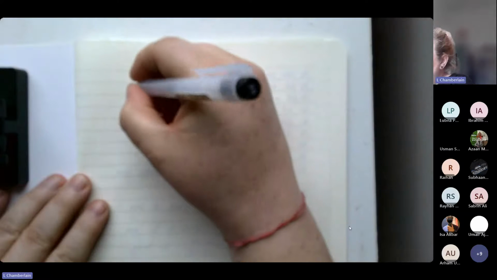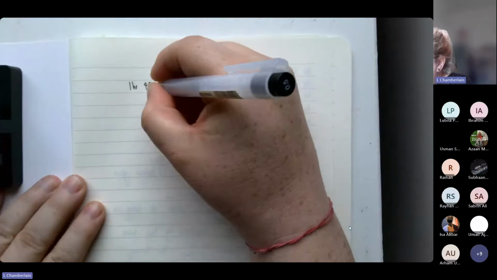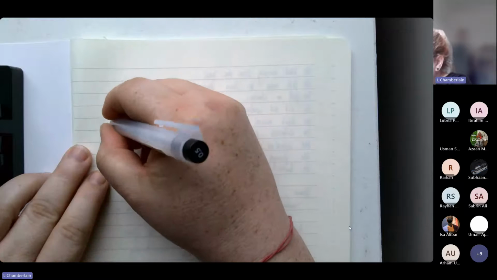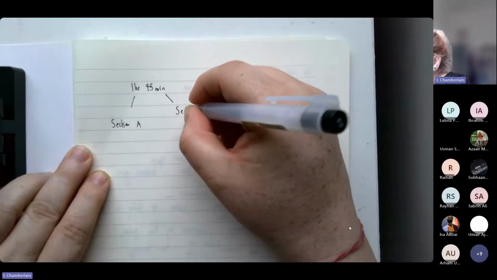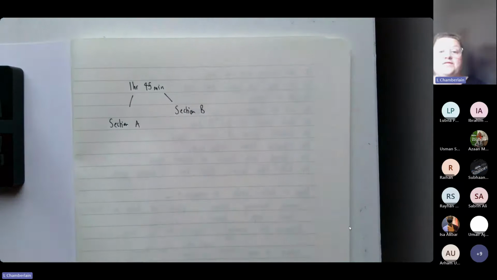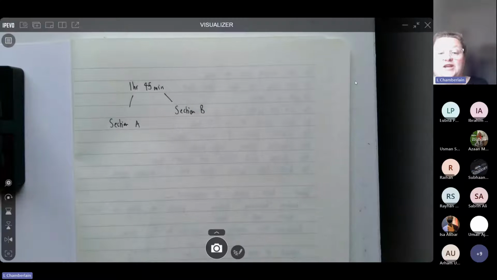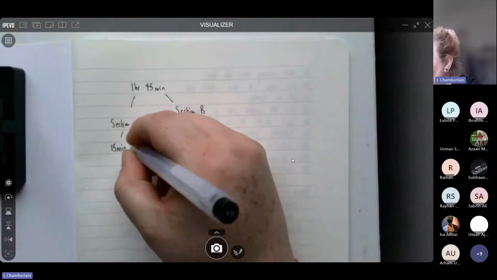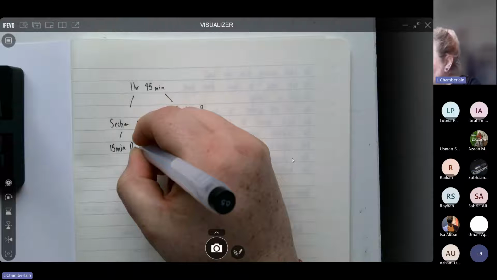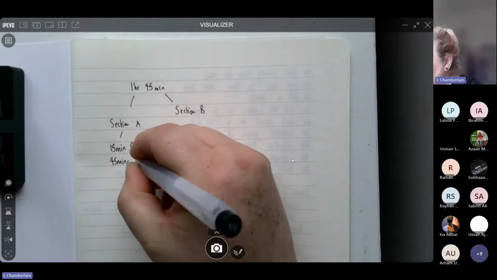This is a 1 hour and 45-minute paper. And within that time, you're expected to spend 1 hour on section A and 45 minutes on section B. Now, within that 1 hour for section A, you've also got your reading time built into that. So 15 minutes of that 1 hour is reading time. That means you've got 15 minutes to read and you've got 45 minutes to answer the question.